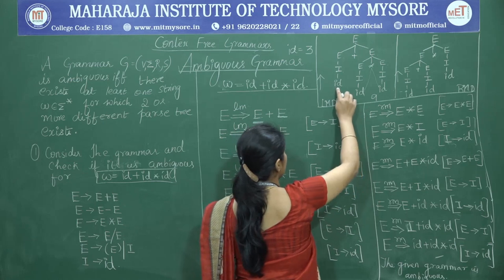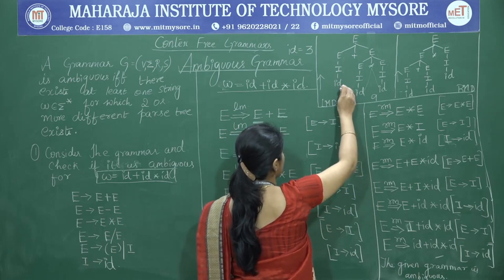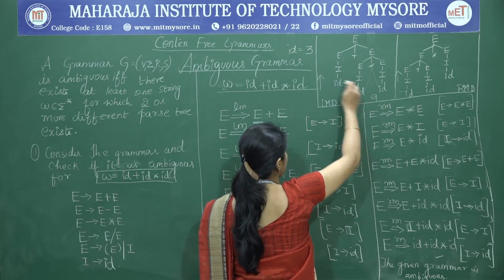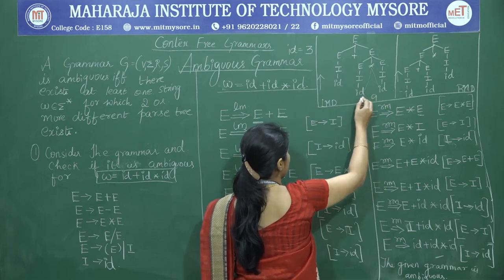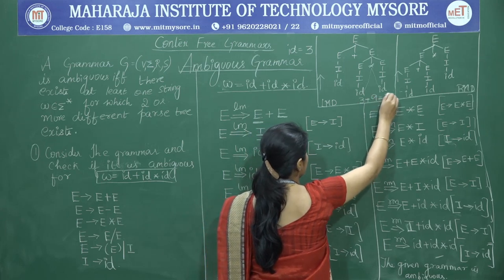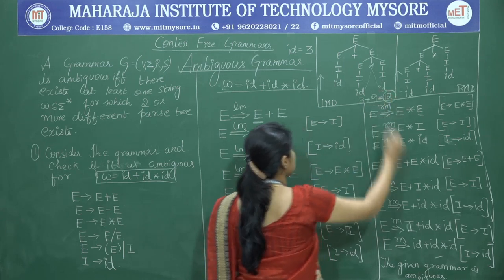3 star 3 is nothing but 9. Okay. Next we will come to the next level. So, id plus 9, that is nothing but 3 plus 9. So, it is going to give us the result as 12.